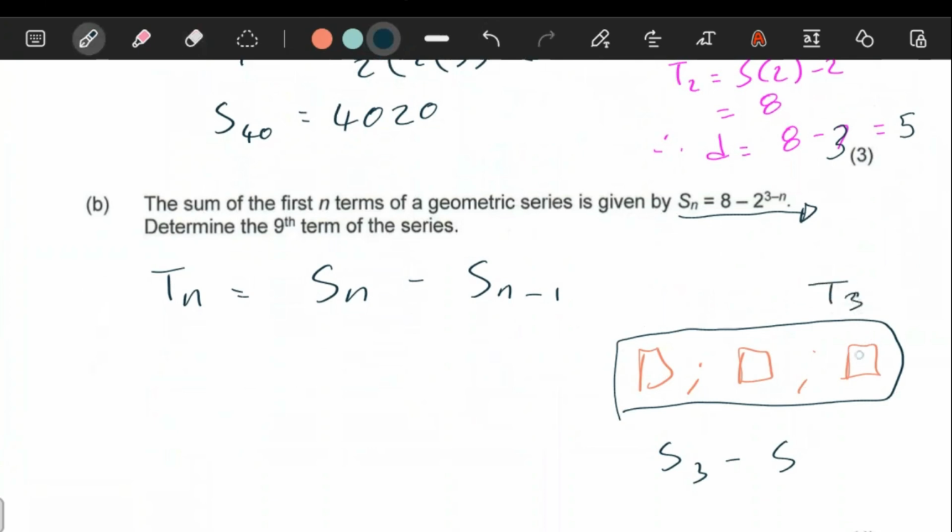If you want to find out what T3 is, you would say the sum of the first 3 terms minus the sum of the first 2 terms. Your leftover would be T3. That's the analogy here, you see.